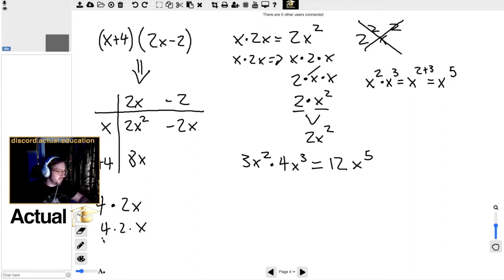The only time things become x squared is if you have another x multiplying by it. So here we had x times 2x, which is the same thing as 1x times 2x, which is 2 times 1 times x times x. x and x is x squared, and 2 and 1 is 2. That's why it's 2 times x squared, which is just 2x squared.